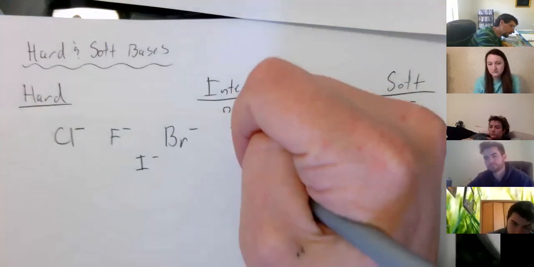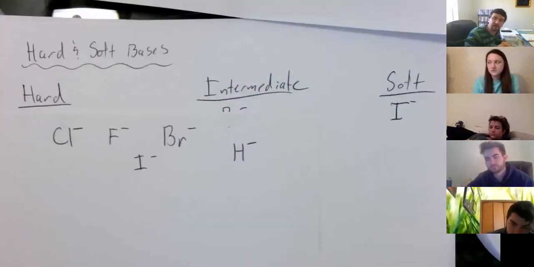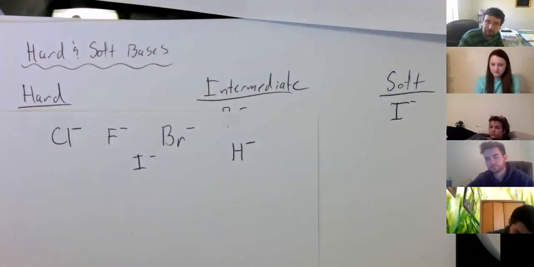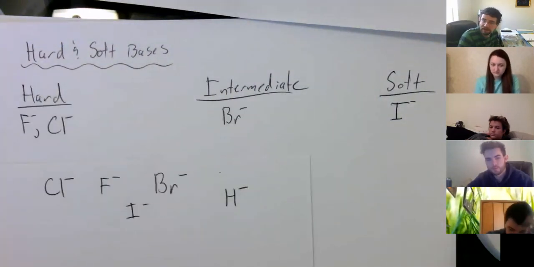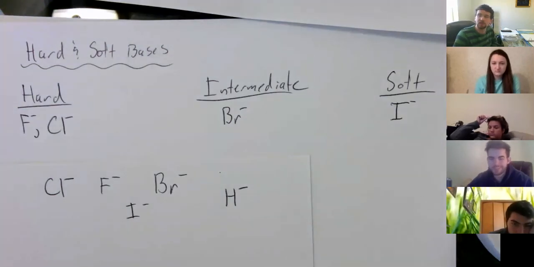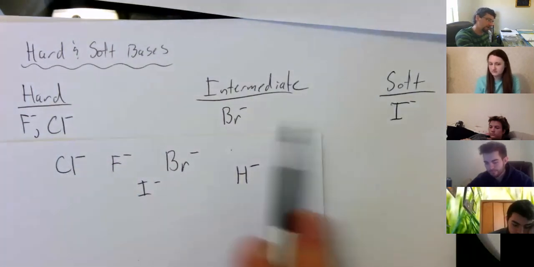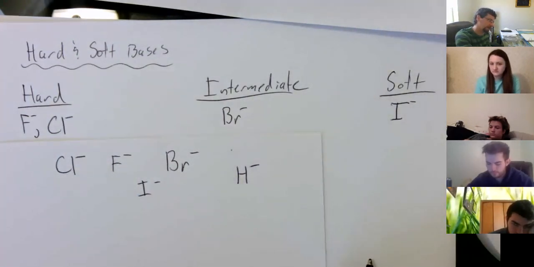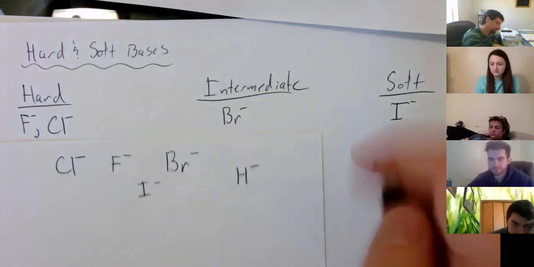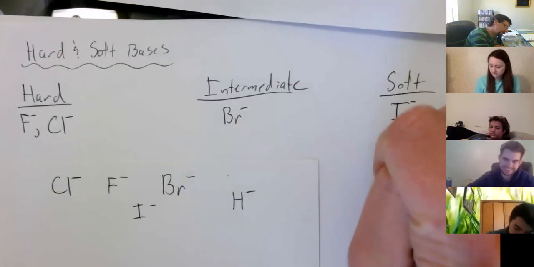Okay, let's ask another one. Let's ask H minus. Hard, soft, or intermediate? Hard. Or technically, it loves to donate its electrons, so wouldn't it? Right. So does it hold on to that extra electron very efficiently? No. So does that make it hard or soft or intermediate? It would make it soft, probably, if it wants to give them away. Super soft.